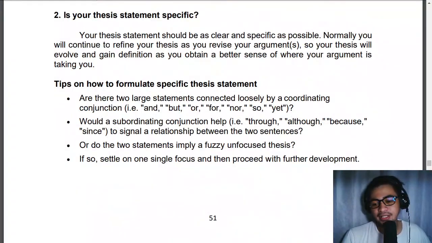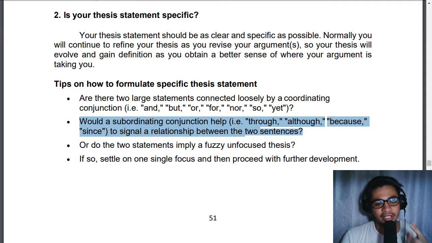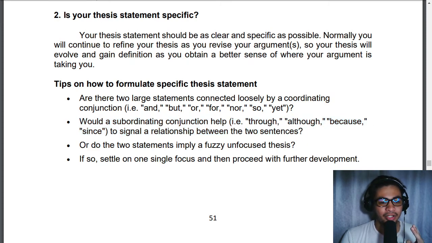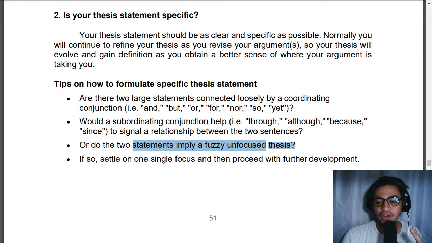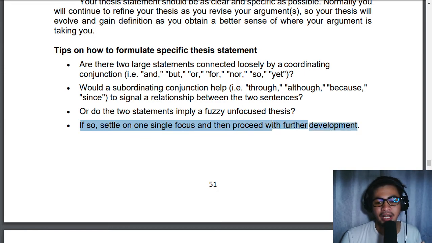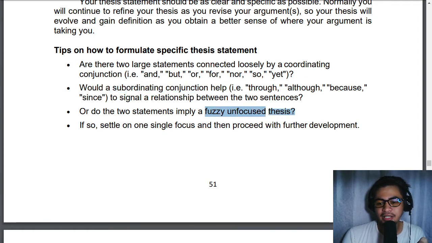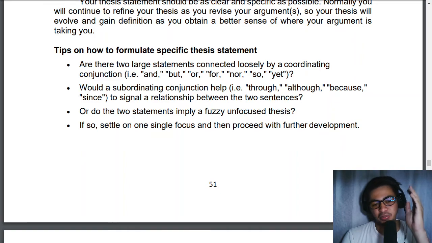How to formulate a specific thesis statement. These are the tips. Are there two large statements connected loosely by a coordinating conjunction? Would a subordinating conjunction help to signal a relationship between the two sentences? Or do the two statements imply a fuzzy, unfocused thesis? Fuzzy means messy. If so, settle on one single focus and then proceed with further development. So, refrain from using coordinating conjunctions in a thesis statement, also subordinating conjunctions, and refrain from a fuzzy, unfocused thesis. Refrain from these and you will get a specific thesis statement.